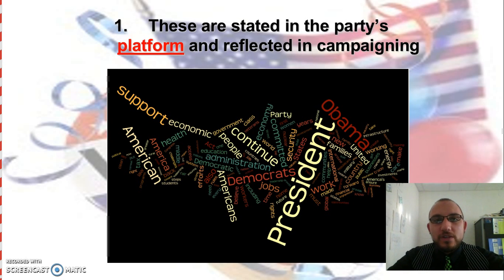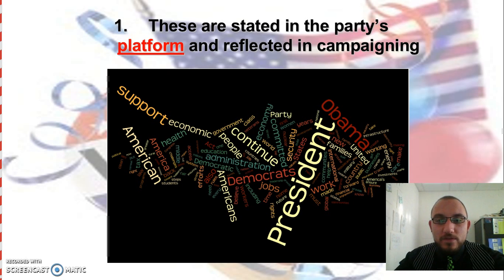The differences between the parties are stated in the party's platform, and then they're reflected in campaigning. The platform, remember when we talked about it in our vocab, is a metaphor. We're talking about where the candidate and the party stands on the issues. So the candidates are going to campaign and they're going to explain where they stand on issues, and because it's where they stand, we call it a platform, because you stand on a platform, like a stage when you're watching a play or something like that.